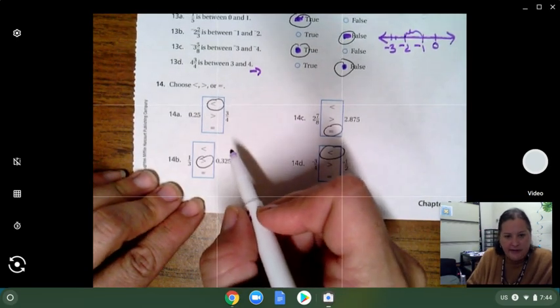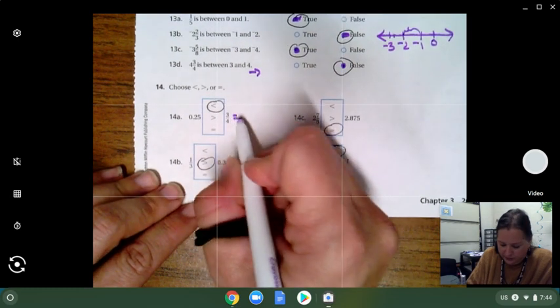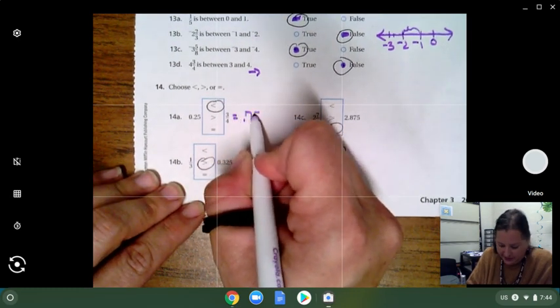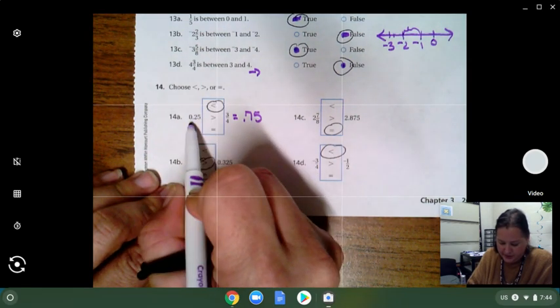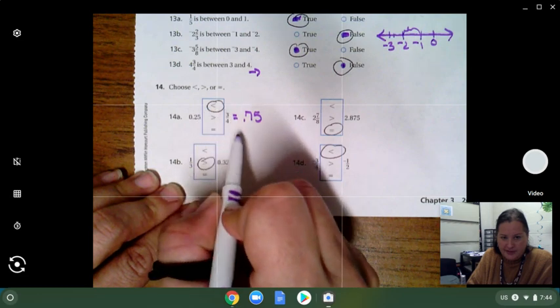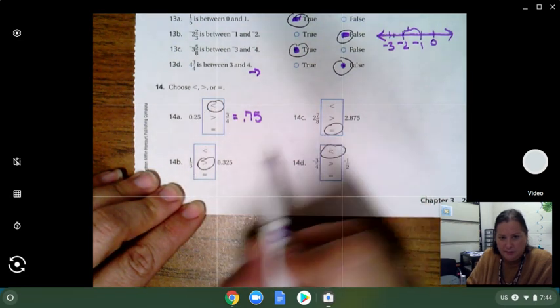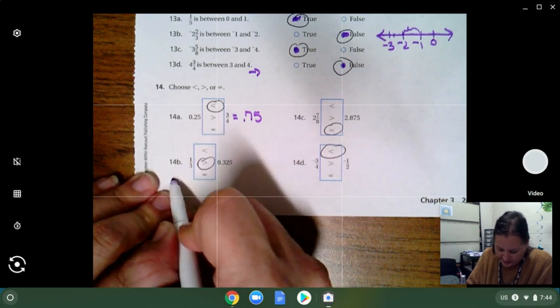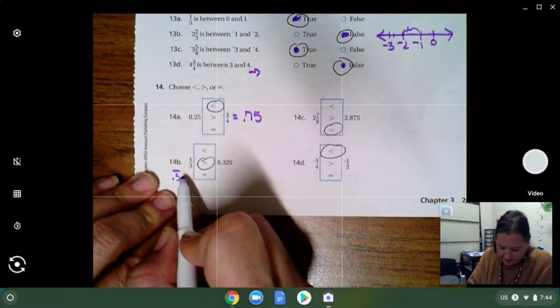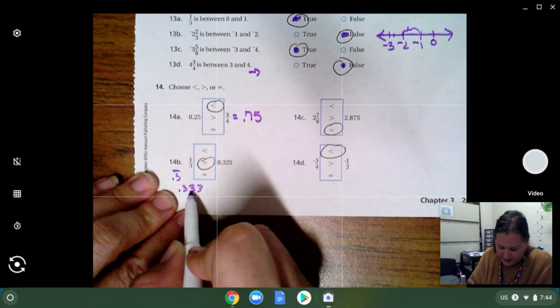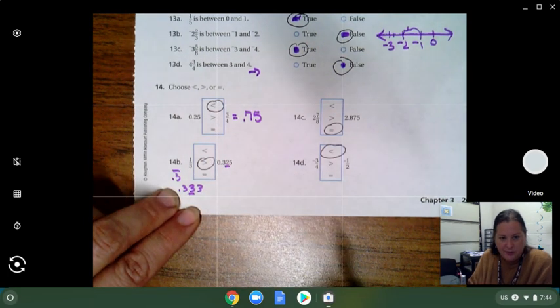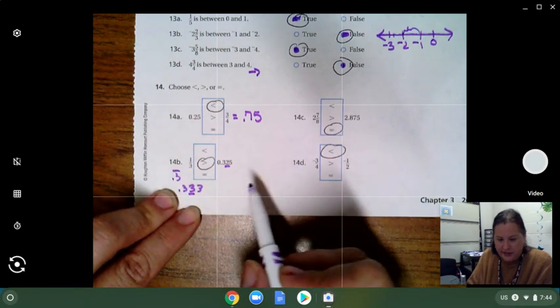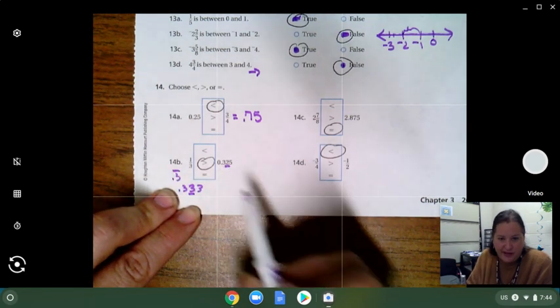All right, here we're going to look at these and compare them. So we know that 3/4 is like 75 hundredths, and that is larger. So we're going to point to the smaller number. 25 hundredths is less than 75 hundredths. B, 1/3 is the same as 0.3 repeating, so it'd be like 0.333. The 3 here in the hundredths place is bigger than the 2, so that is the one we'd have the mouth open to. So 1/3 is greater than 325 thousandths.